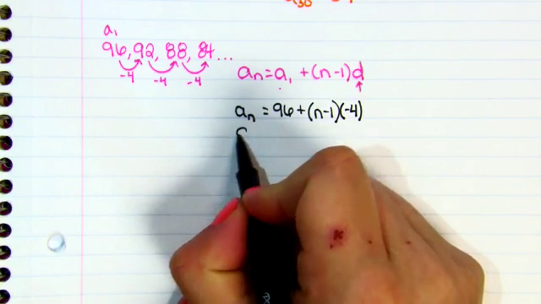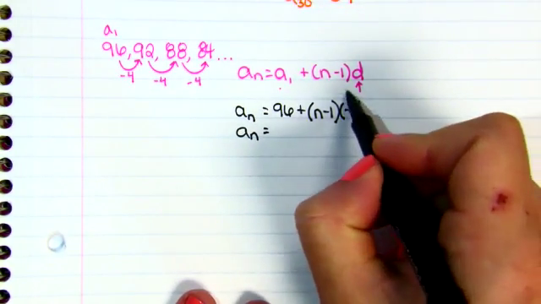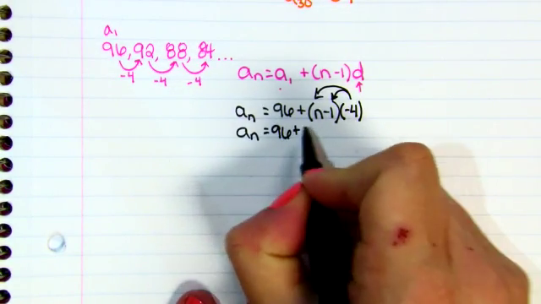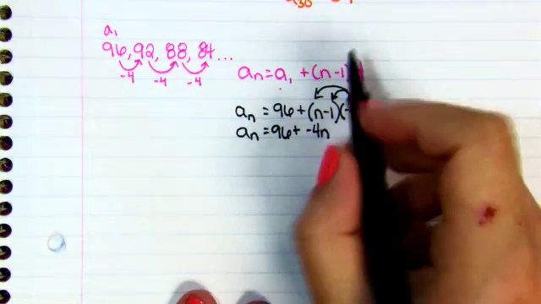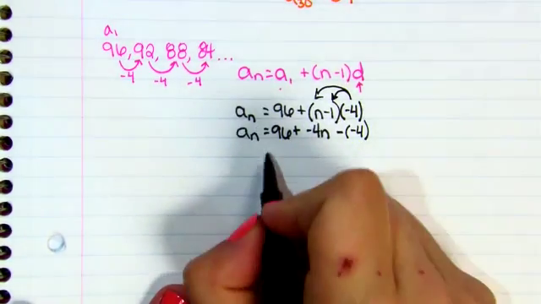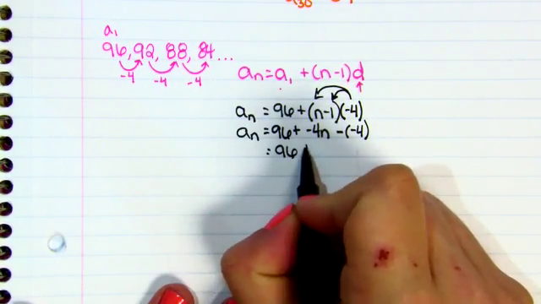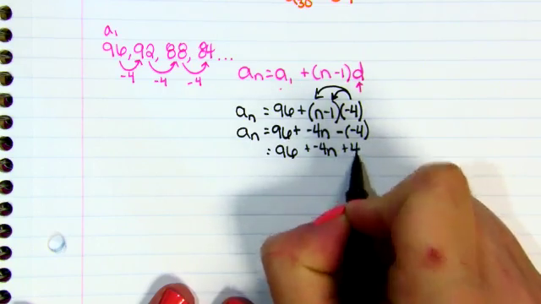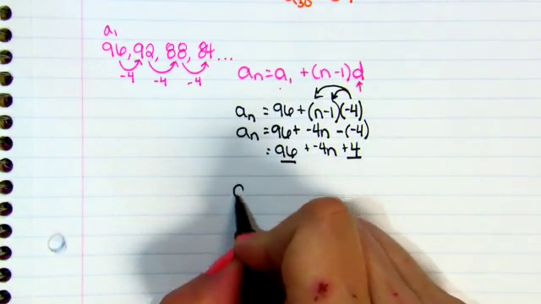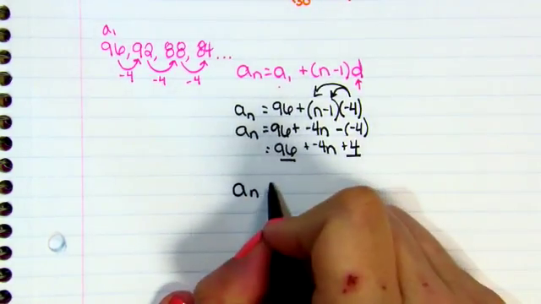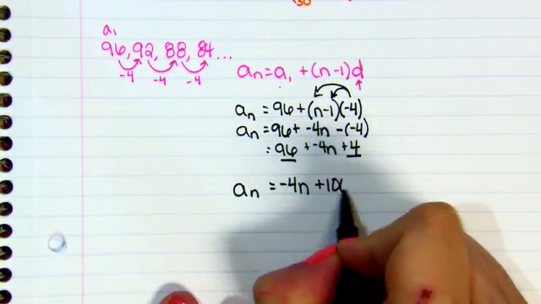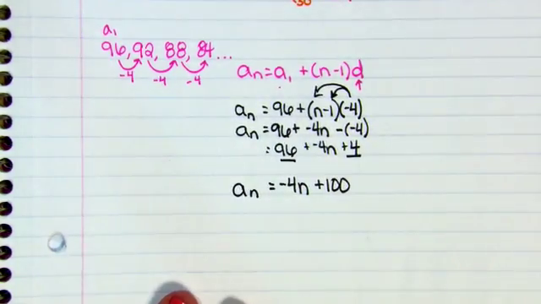So what I need to do here is I need to just simplify this. Distribute that -4 through. So this is 96 plus -4n minus a -4, or 96 plus -4n plus 4. Now I see that I have a positive 96 and a positive 4. Let's put those together. So I get that my nth term equals -4 times n plus 100, because 96 and 4 make 100.